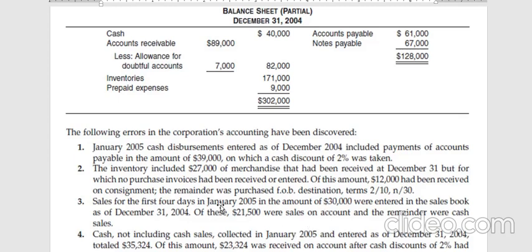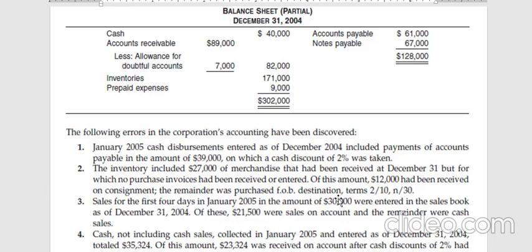Now, of these $30,000, $21,500 was sales on account, means accounts receivable. So when you sold products worth $21,500 in January 2005 and it was on credit, accounts receivable increased. If you sell a product on credit, accounts receivable increases. How much did accounts receivable increase by? $21,500.